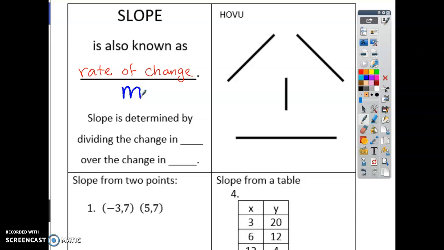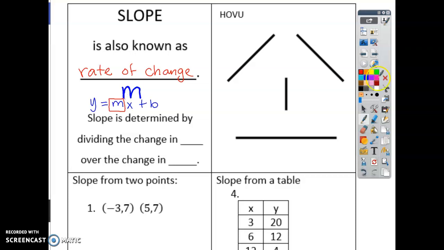In the equation y equals mx plus b, okay? It is the M, the number that is in front of that x. But if they don't give you an equation, how can you find it?